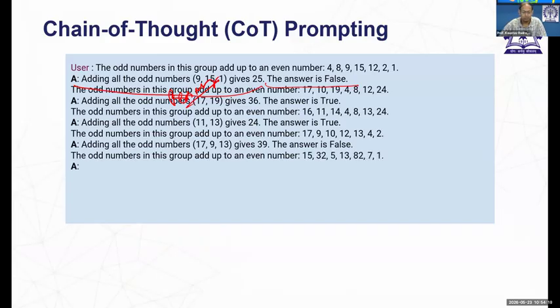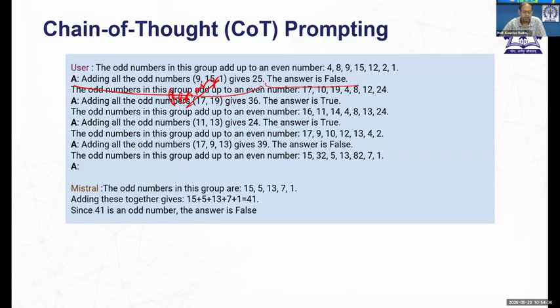Now I'm asking the same question that I asked last time: do the odd numbers in this group add up to an even number? And what are the numbers? 15, 32, 5, 13, 82, 7, 1. Last time we got a wrong answer with few shot prompting, so let's see whether this time the LLM is able to give me the correct answer or not. This time I am getting this response. The odd numbers in this group are 15, 5, 13, 7, 1. Adding these together gives 41. Since 41 is an odd number, the answer is false.